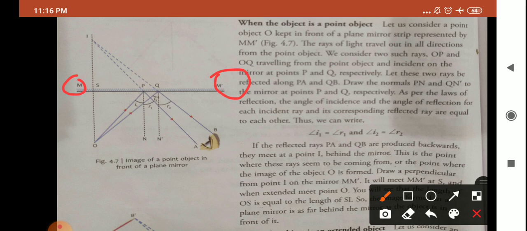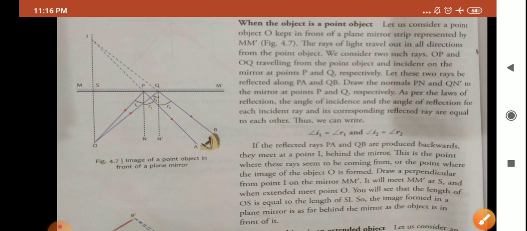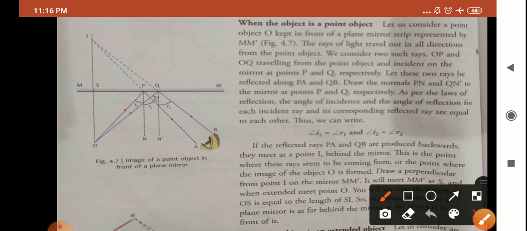M dash. Okay, the rays of light travel out in all directions from a point object. Many rays are going to travel in every direction, but here we are going to consider only two rays such as OP and OQ. So let us consider only two rays which are coming from the point object. We are going to see how the image of this point object will be formed.